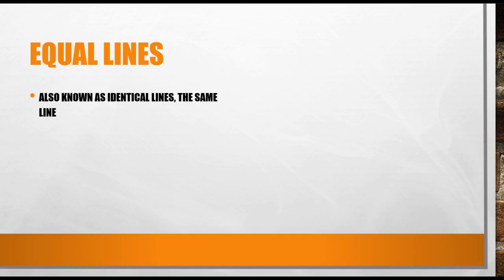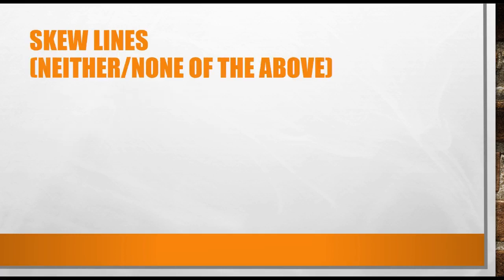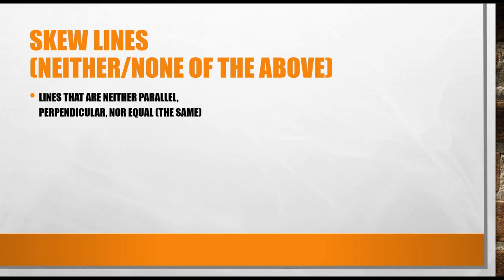Equal lines are also known as identical lines or the same line. And they are lines with the same slope and the same y-intercept. And then skew lines, or the neither or none above, are just lines that are not parallel, not perpendicular, or not the same line.